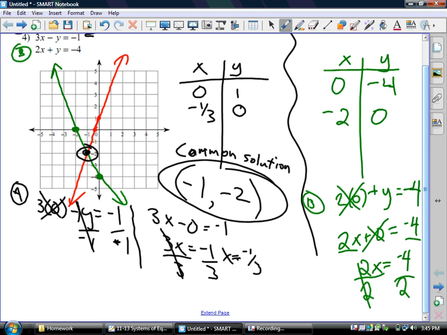It's the point where they both intersect each other. The red line are all the solutions to the first equation. The green line are all the solutions to the second equation. And the place where they both have the same solution is that x is negative 1, y is negative 2. See how that works? Cool.